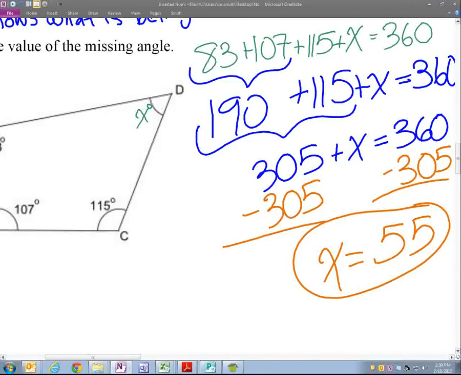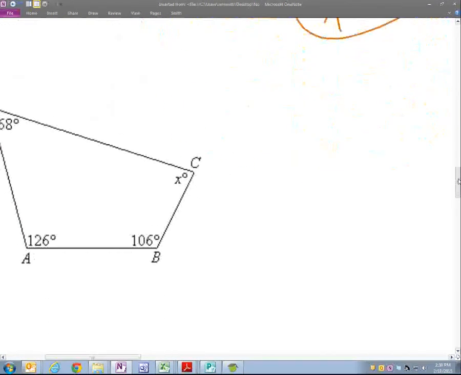What happened to your equal sign here? So this is x equals 55. Since all we had to do is solve for x, we're done with this one. This one here is going to be the exact same way.